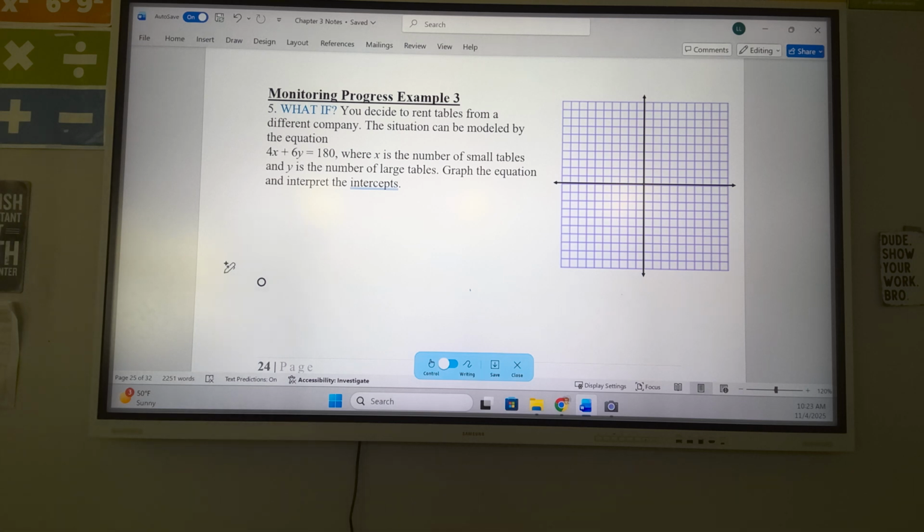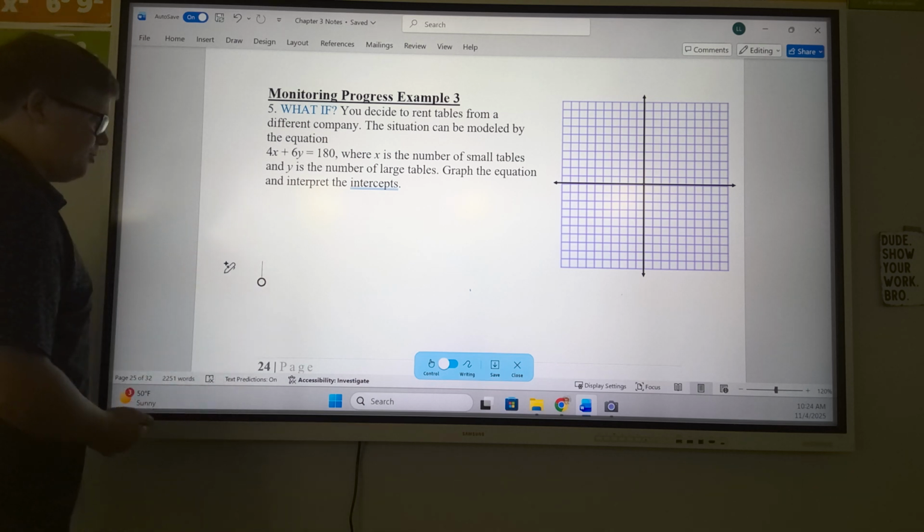Okay. This is a monitoring progress. Go ahead and pause the video. Try it on your own. I'm not going to ask you to find 4 possible solutions in this one. I just want you to graph standard form. Read what it represents. Try to be able to tell me what each intercept represents, like we did earlier, and graph the equation.